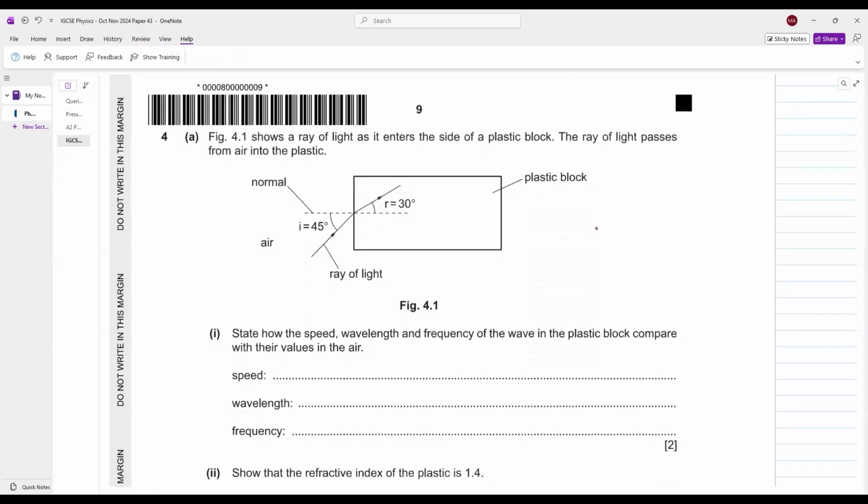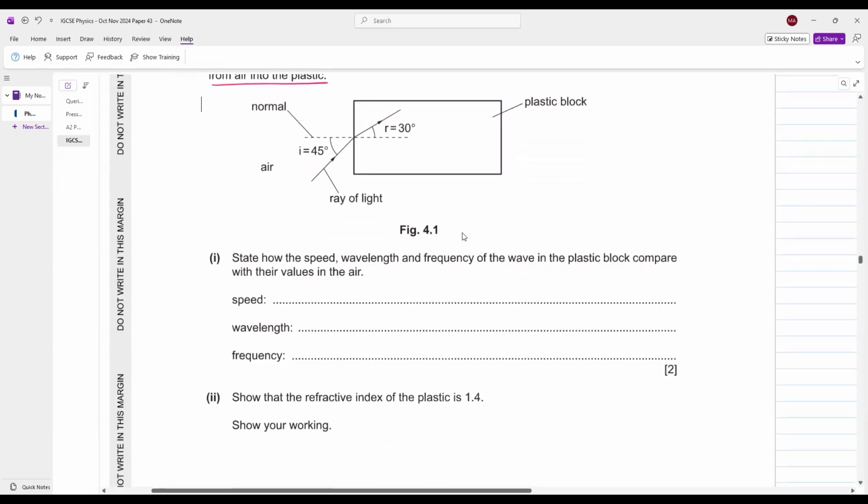Figure 4.1 shows a ray of light as it enters the side of a plastic block. The ray of light passes from air into plastic. Perfect. What is the ray of light doing? It is going from air to plastic. State how the speed, wavelength, and frequency of the wave in the plastic block compare with the value in air.